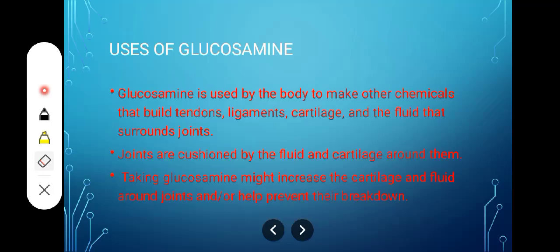Uses of glucosamine. Glucosamine is used by the body to make other chemicals that build tendons, ligaments, cartilage, and the fluid that surrounds the joints. Joints are cushioned by the fluid and cartilage around them. Taking glucosamine might increase the cartilage and fluid around joints and or help prevent their breakdown.